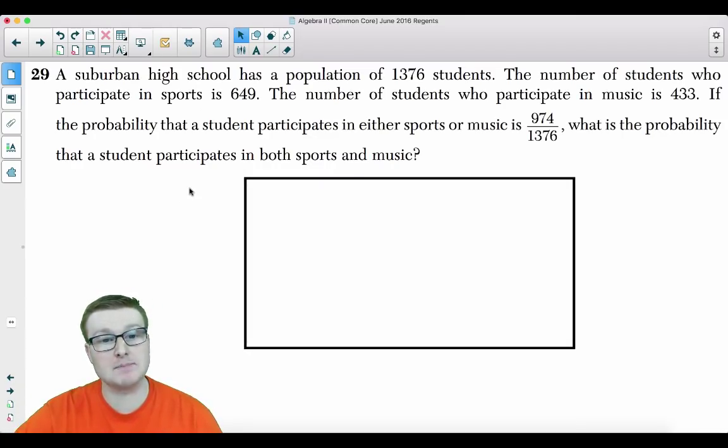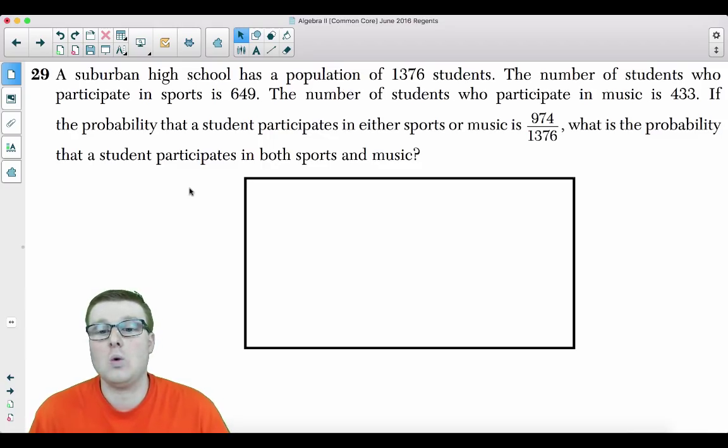A suburban high school has a population of 1,376 students. The number of students who participate in sports is 649 people. The number of students who participate in music is 433 people. If the probability that a student participates in either sports or music is 974 over 1,376, what is the probability that a student participates in both sports and music?